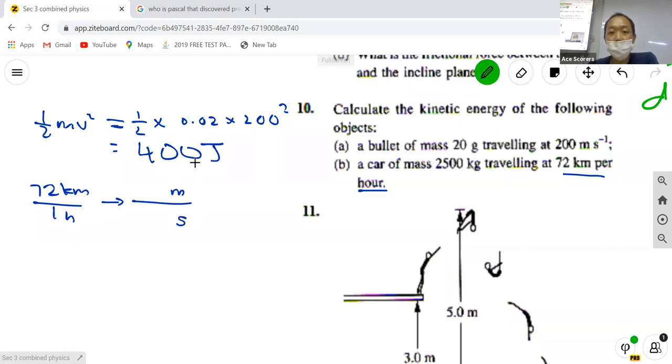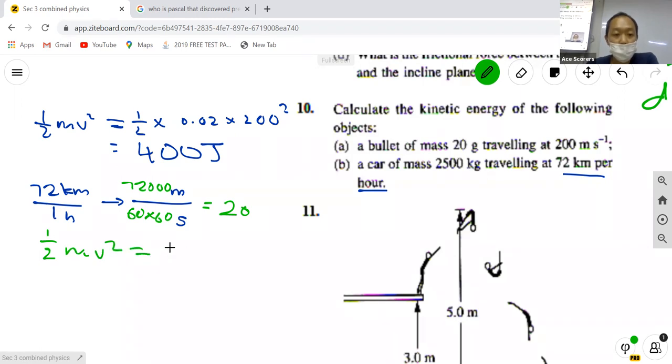So we convert the numerator first. 72 kilometer is how many meters? Times 1,000, right? So it's 72,000 meters. Are you following? Is that okay? Then 1 hour has how many seconds? 60 times 60 seconds. Next, in your calculator, you take this value divided by this value. You should get 20. So this is 20.